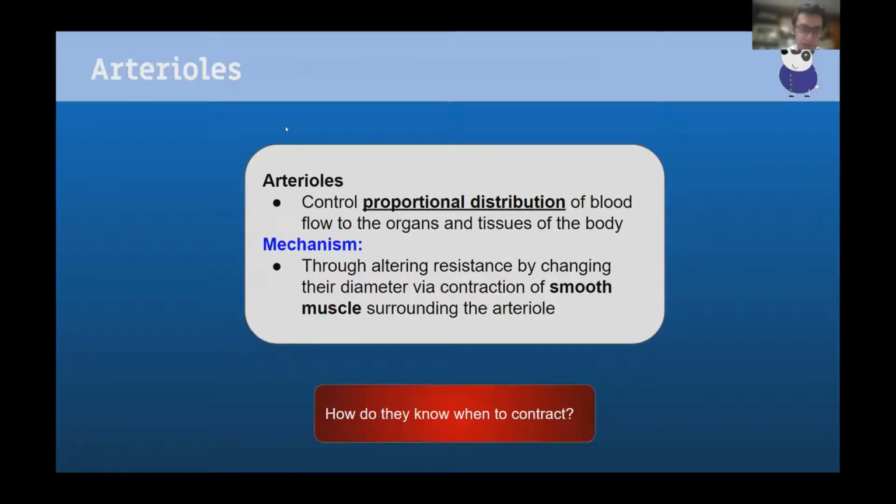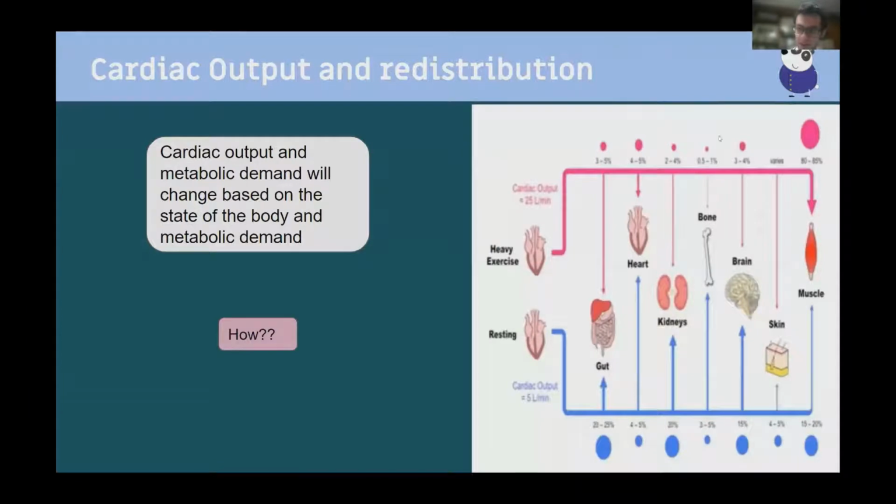And the reason for that is because of arterioles. So you could have learned about arterioles in histology before and kind of rolled your eyes and not really cared, but arterioles are quite important physiologically as they control the proportional distribution of blood flow to the organs and tissues. And the mechanism they do this through is altering resistance. So if you remember, if you have really high resistance, you're going to have decreased flow, which means if arterioles contract, they're going to limit the amount of blood going to these supplies.